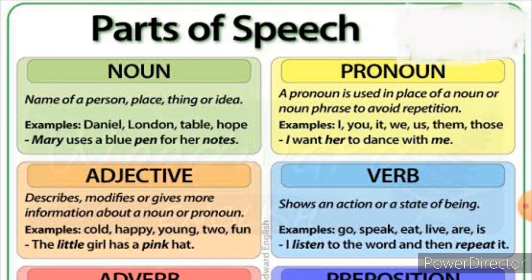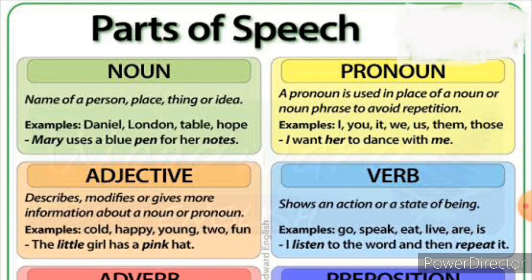Now look at an example sentence. "Mary uses a blue pen for her notes." In this sentence, Mary is a noun. It is the name of a person. Pen is the name of a thing. Notes is also a noun here. So a noun is a naming word. It is the name of a person, place, animal or thing.